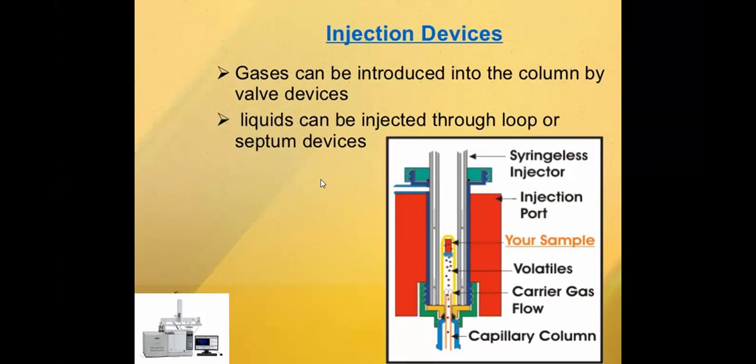Liquids can be injected through the loop or septum devices. There are also sample loops, and I will show the design of the sample loops. While loading, the other flow of the carrier gas or any other material is inhibited. The arrangement of the sample loops or the valves is such that if you are injecting the sample, the other flow of material is inhibited. So liquids can be injected through the loops or valves, or through the septum devices.